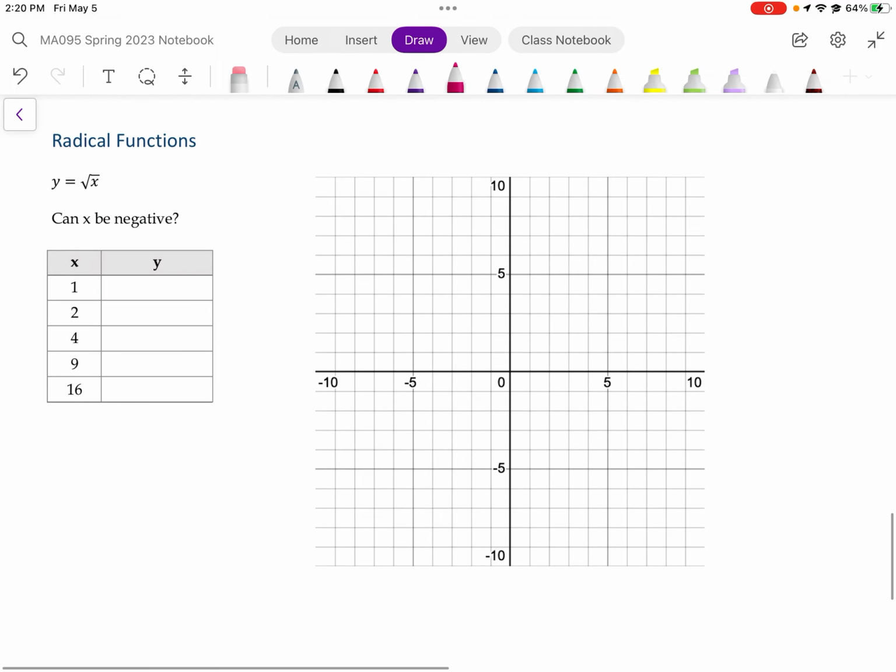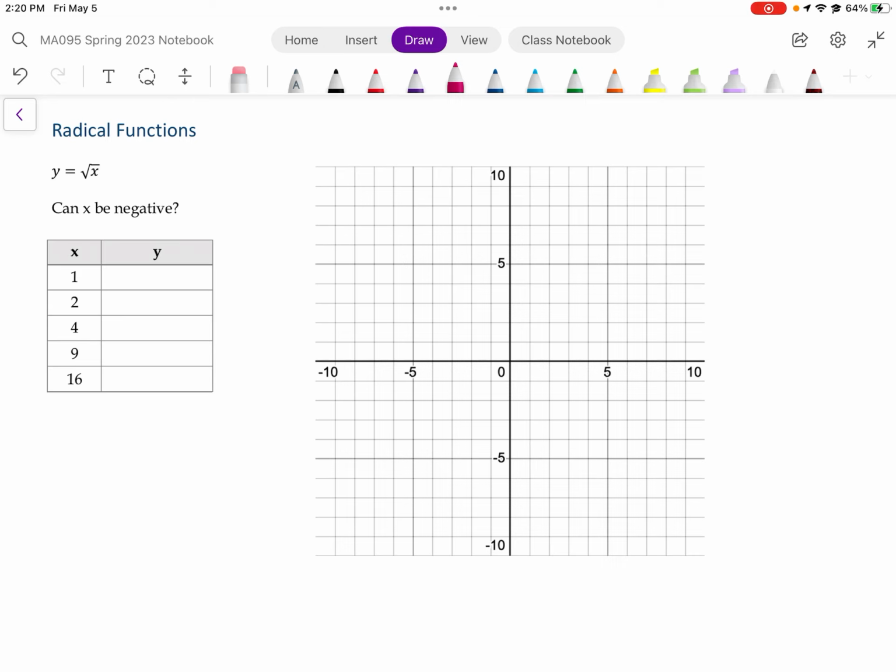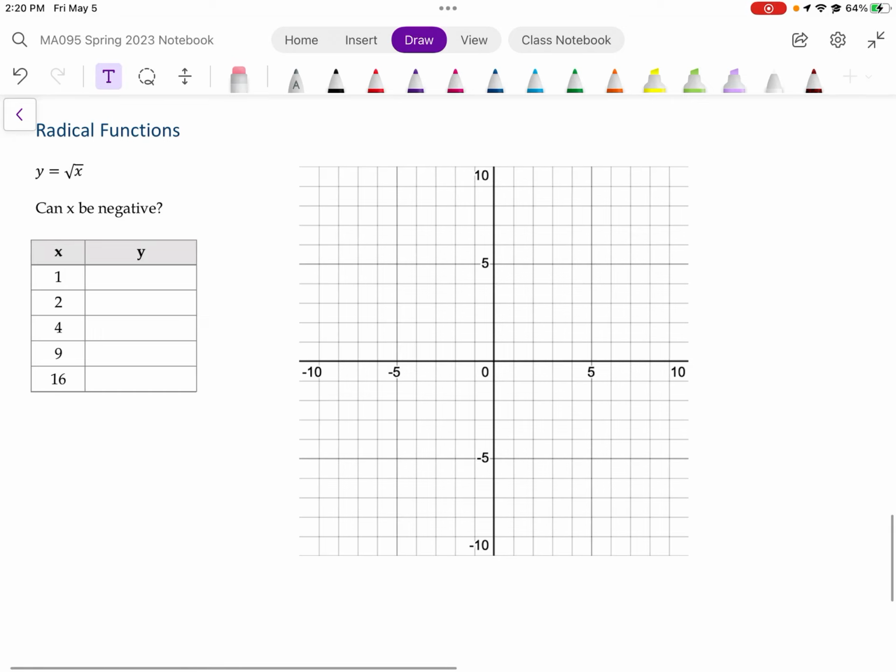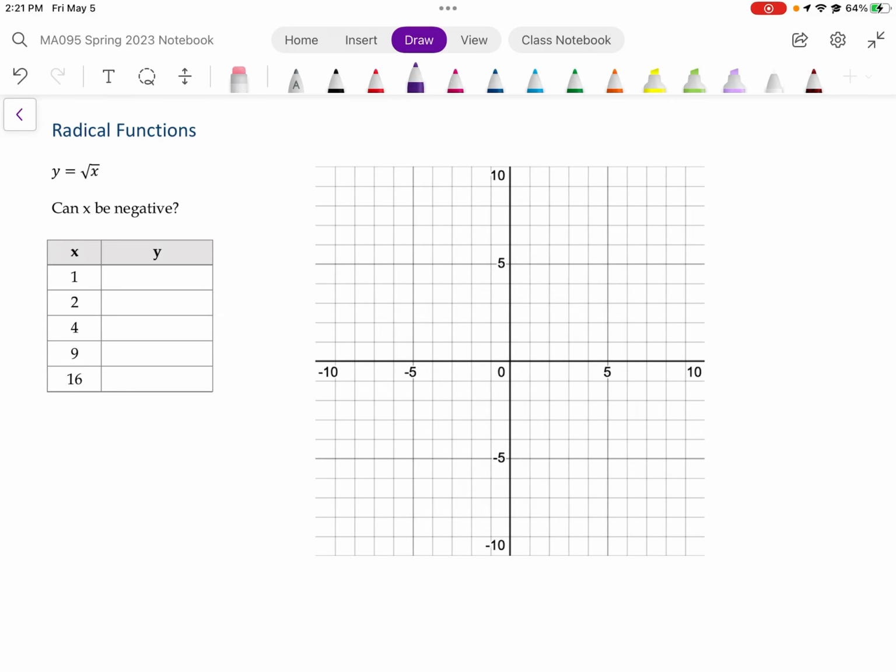All right, so now let's move on to radical functions. This is the opposite of squared. This is square root. So this is the inverse, right? Y equals the square root of x is a radical. We could take the cube root or the fourth root, but we're just going to look at square roots. So plugging in these numbers over here on the left, the x values, we've got x is 1 or 2 or 4 or 9 or 16. Why did I pick those numbers? Because they're perfect squares and we can do it in our head.